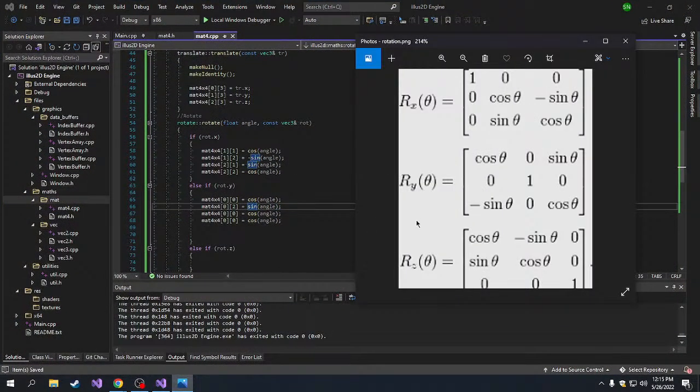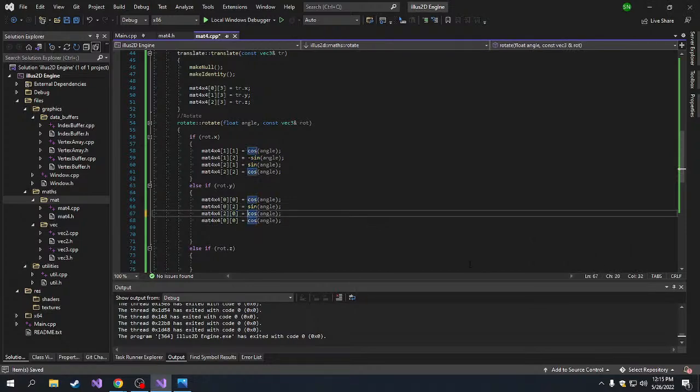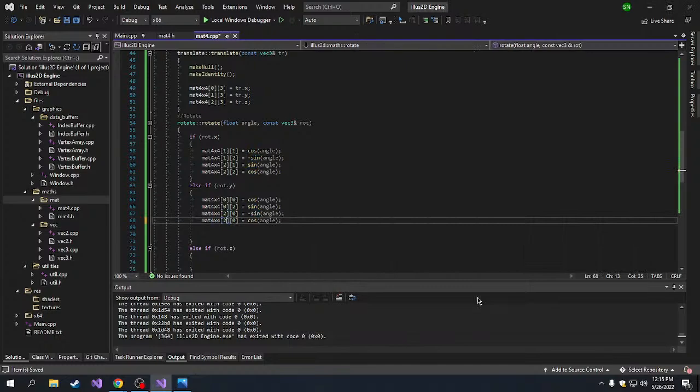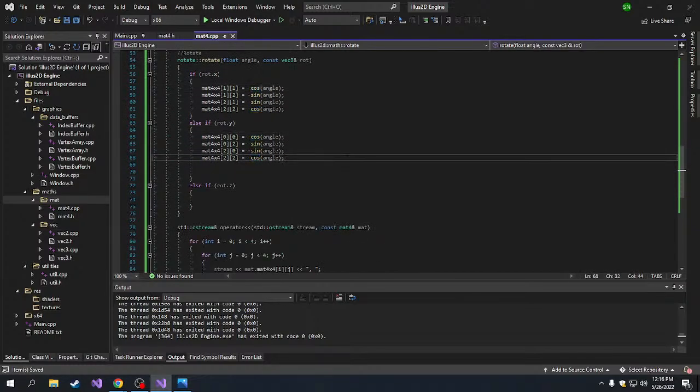And then we have 0 1 2, so 2 0. 2 0 is going to have a negative sine of the angle. Then 2 2 is going to have cosine of the angle. Okay, cool. Let's make it look like this, so it looks pretty. Okay, cool. That's pretty much it for the rotation around the y.